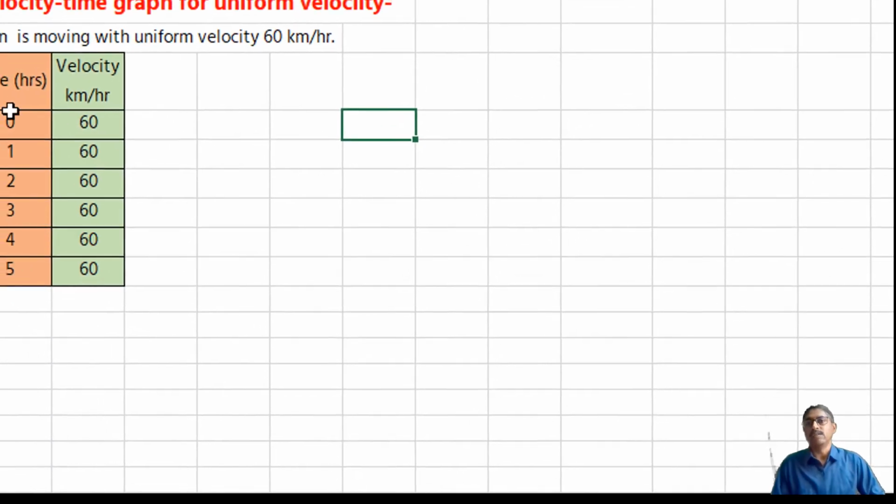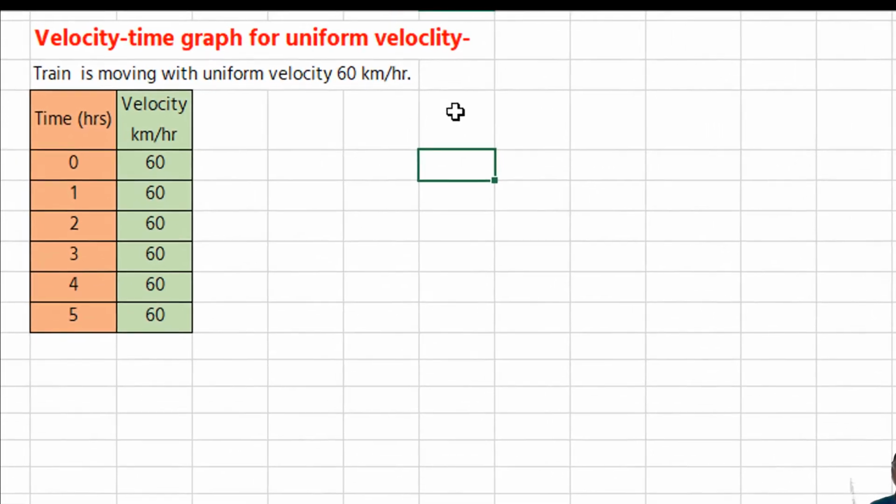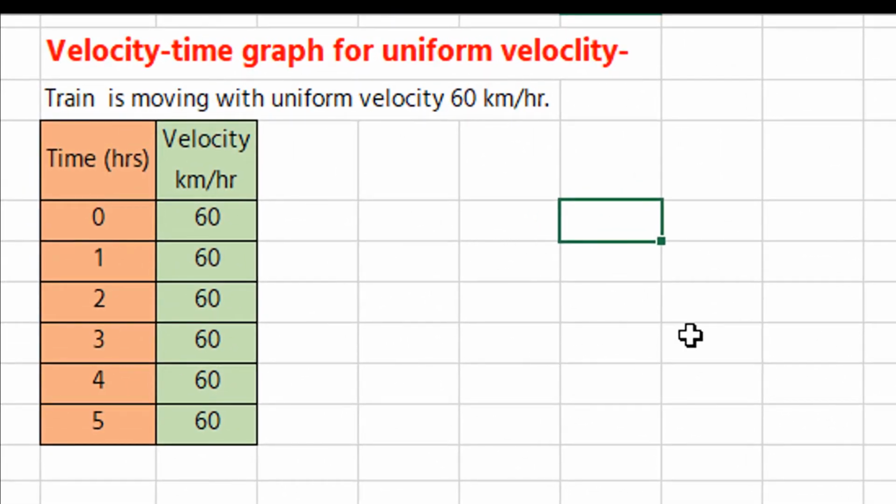See here, one train is moving with uniform velocity of 60 km per hour. Now for plotting the points on the graph, take a table having time from 0 to 5 hours and velocity, which is constant throughout. That means from the start the train has a velocity of 60 km per hour. After 1 hour its velocity is also 60, and after 5 hours its velocity is also 60 km per hour.